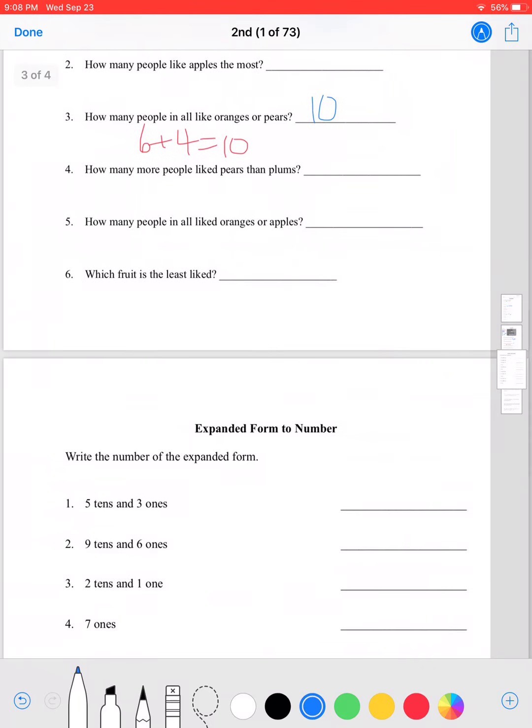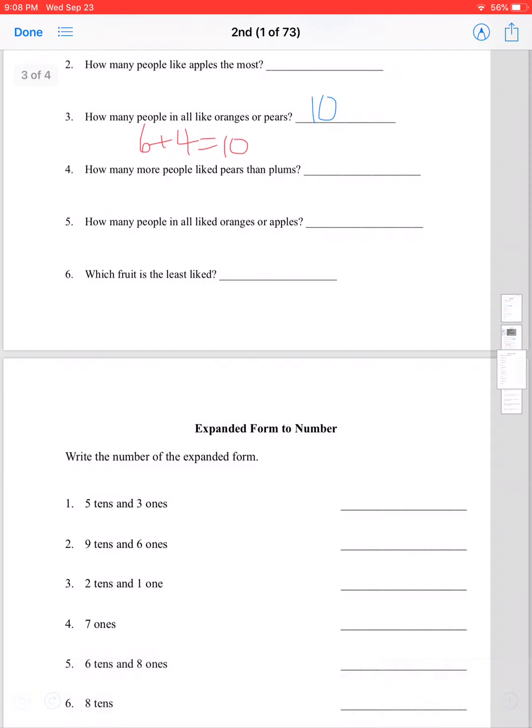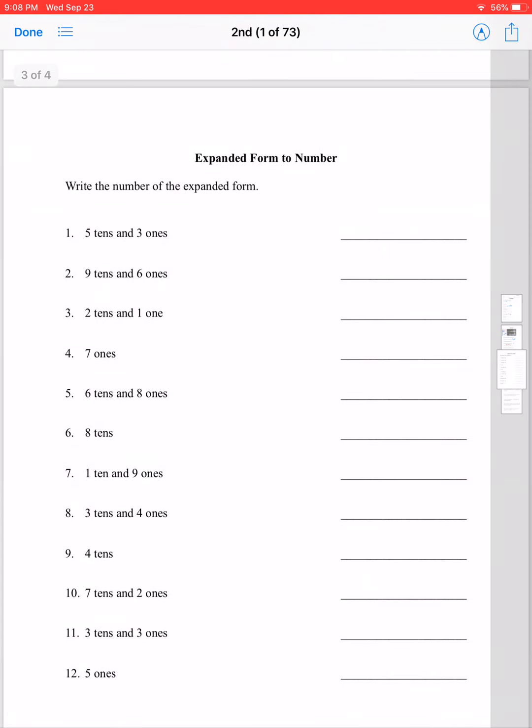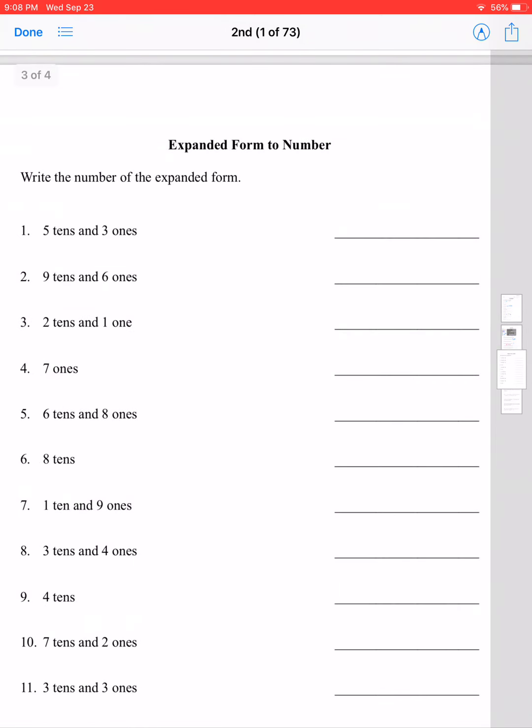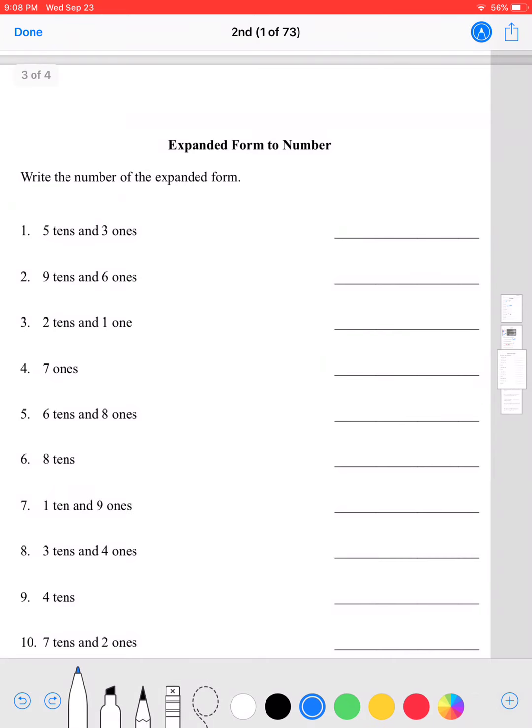And then we'll move on to the next topic. We have expanded form to number. So we're given the written expanded form of each number. So we'll start with number 1. We have 5 tens and 3 ones. So we know that the tens place comes before the ones place. So if we have 5 tens, so 5 right here.